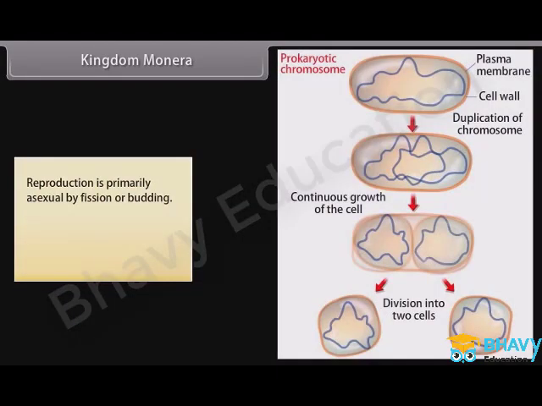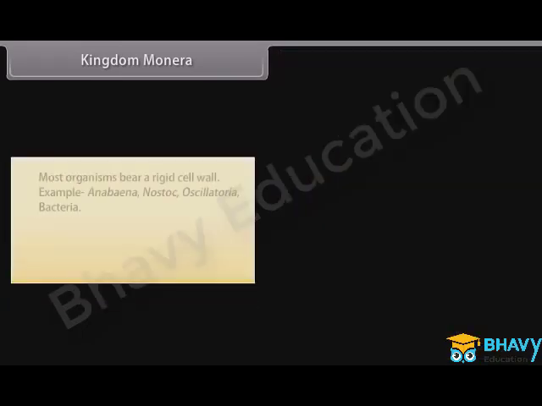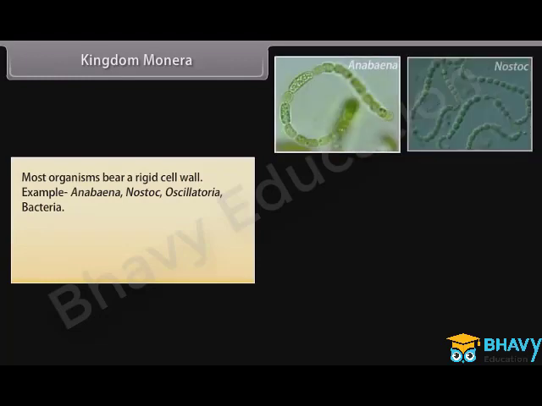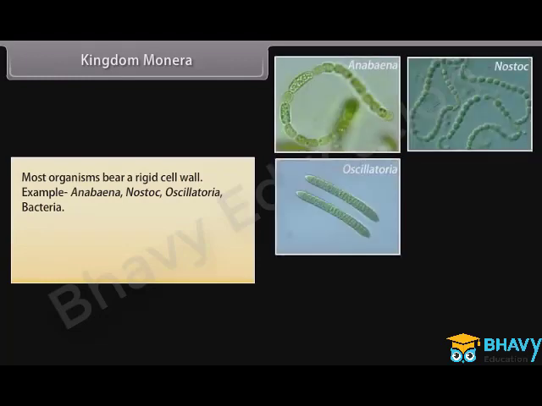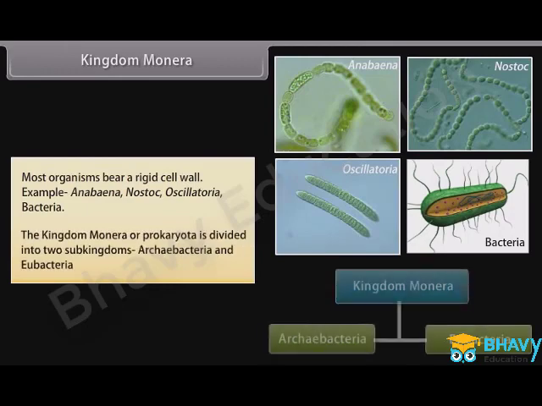Reproduction is primarily asexual by fission or budding. Protosexual phenomenon also occurs. Most organisms bear a rigid cell wall. Examples: Anabaena, Nostoc, Oscillatoria, bacteria. The kingdom Monera or Prokaryota is divided into two subkingdoms: Archaebacteria and Eubacteria.